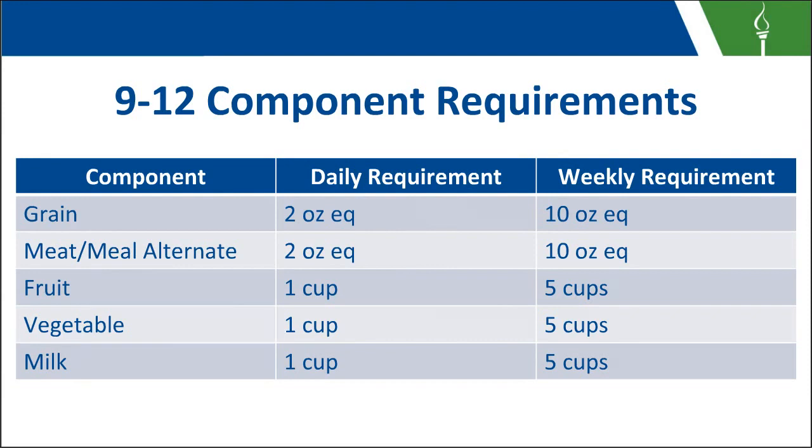So the component requirements for grades 9 through 12 are just a little bit higher. We need to serve 2 ounce equivalents of grain and meat alternate each for each day, making sure that they have 10 ounce equivalents over the course of the week. 1 cup of fruit daily, 5 cups for the week. 1 cup of vegetable daily, 5 cups for the week. And 1 cup of milk daily, 5 cups for the week.